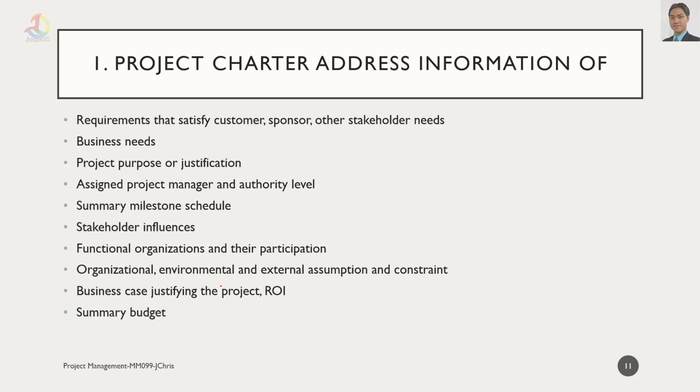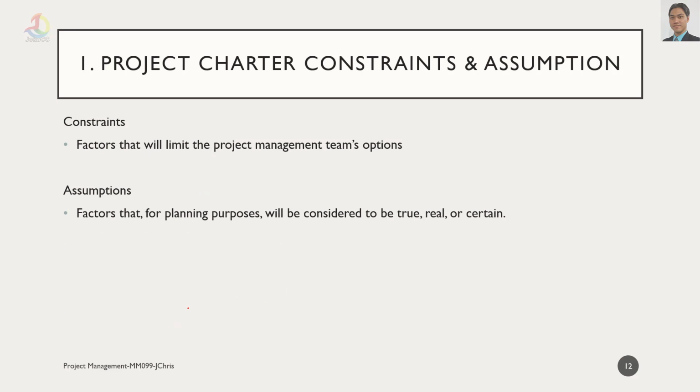The project charter will address information of requirements that satisfy customers, sponsors, and other stakeholder needs, the business needs, then the project purpose or justification, the assigned project manager, who will be assigned to this project and at what authority level, the summary milestone schedule, the stakeholder influences, the functional organizations and their participation, organizational, environmental and external assumptions and constraints, the business case justifying the project, ROI, which is return on investment, and the summary budget.